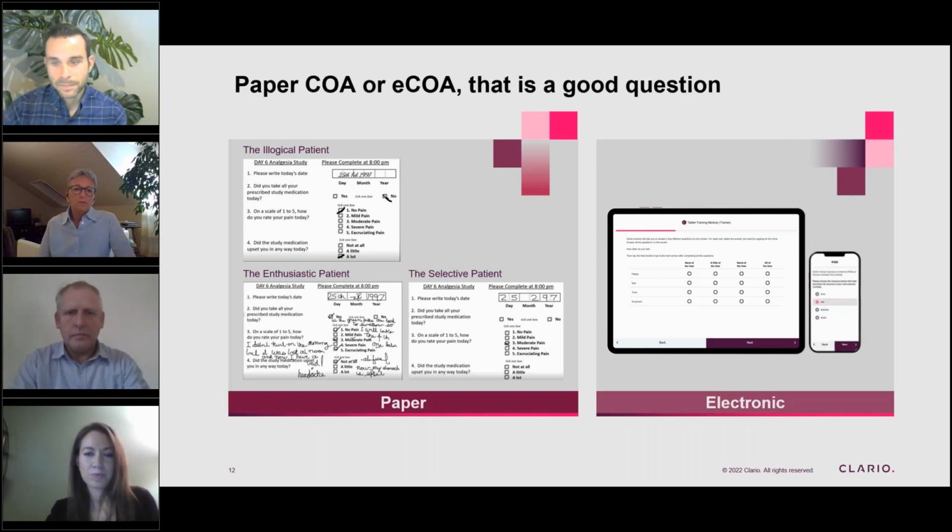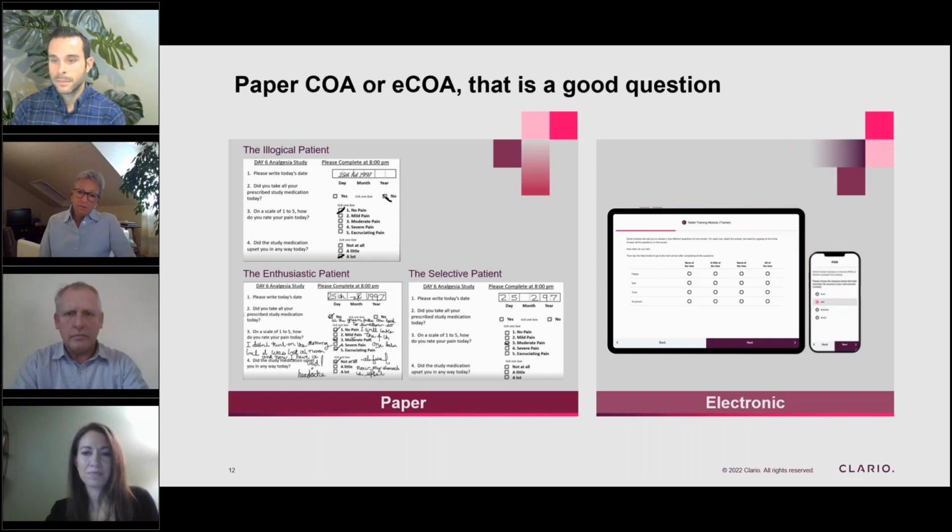questions. The date, first question is, did you take your study medication today? Yes or no? And this patient said no. Then they rated their pain on the Likert scale. And then the last question was asking about the tolerability. Did their study medication upset them at all today? And he said a lot. Yet in the first question, he said he didn't take it. So this is illogical information.